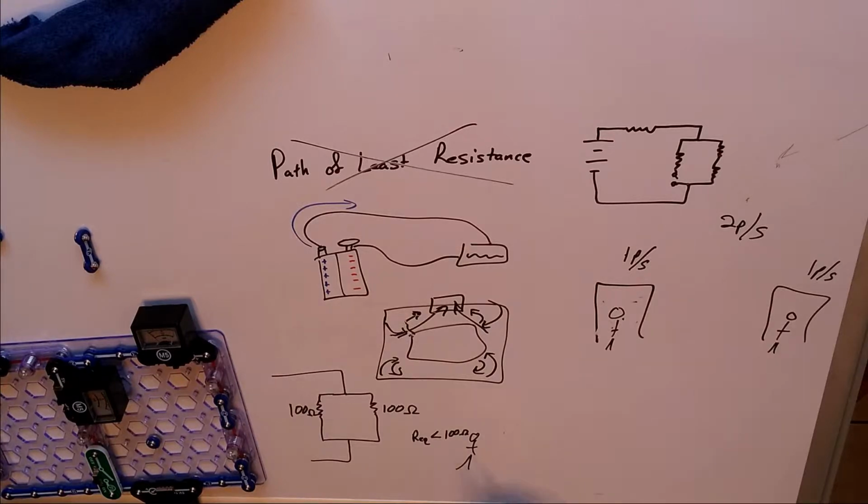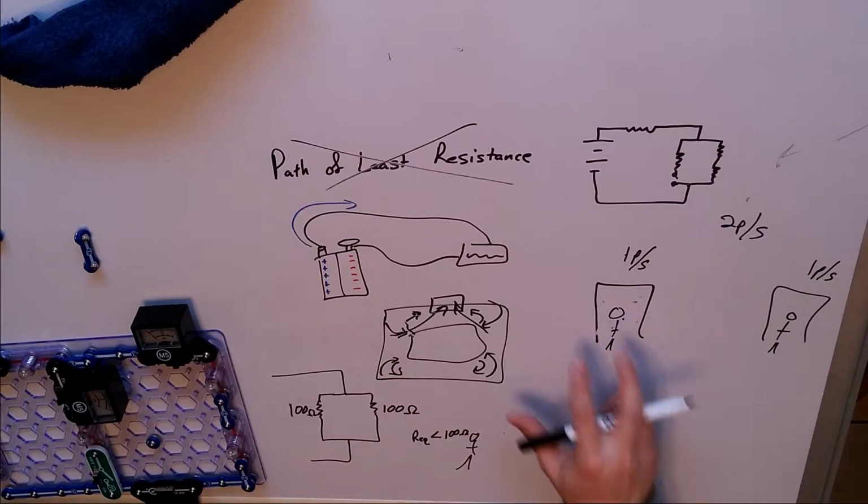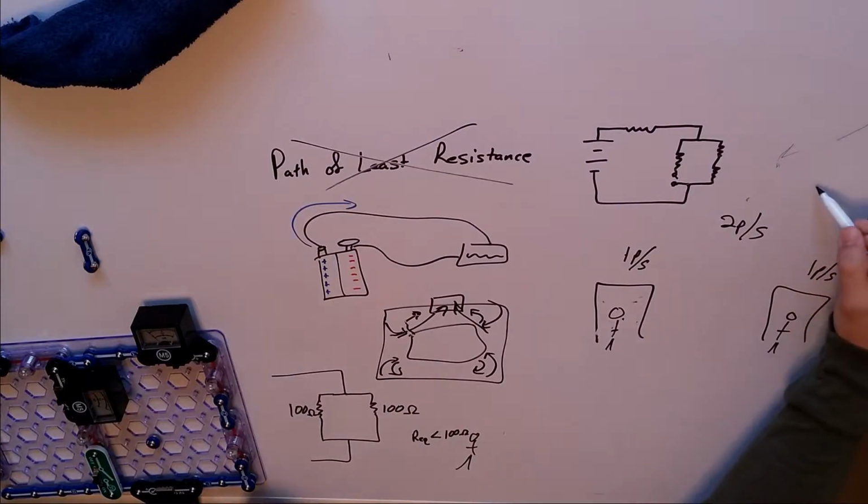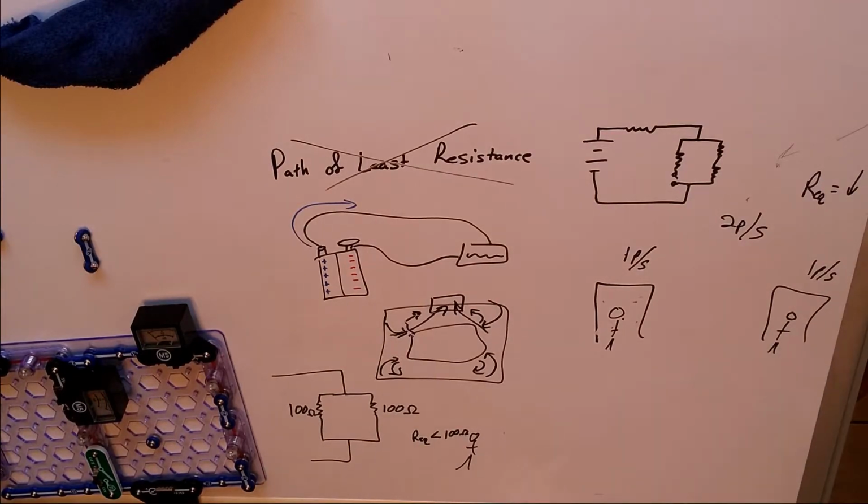So on that note, that means that having these 2 resistors in parallel let more people through, and the more people that get through, that means our equivalent resistance, the resistance of the whole thing, goes down because more people, more charges are getting through.